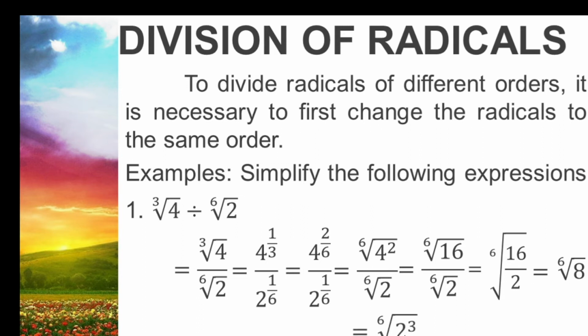Therefore, we have the 6th root of 2 raised to 3 could be written as the square root of the cube root of 2 cubed. So therefore, we have square root of 2, which is the simplified form of the 6th root of 8.